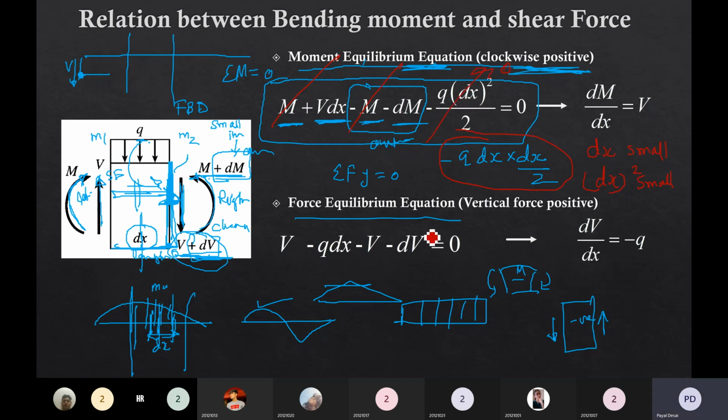And then the final equation, what does it become? I am writing here on top: V dx minus dM is equal to 0. So I can simply now write the simplified version: dM by dx equal to V. So we have arrived at another differential equation. The derivative of moment with respect to x gives you shear force.